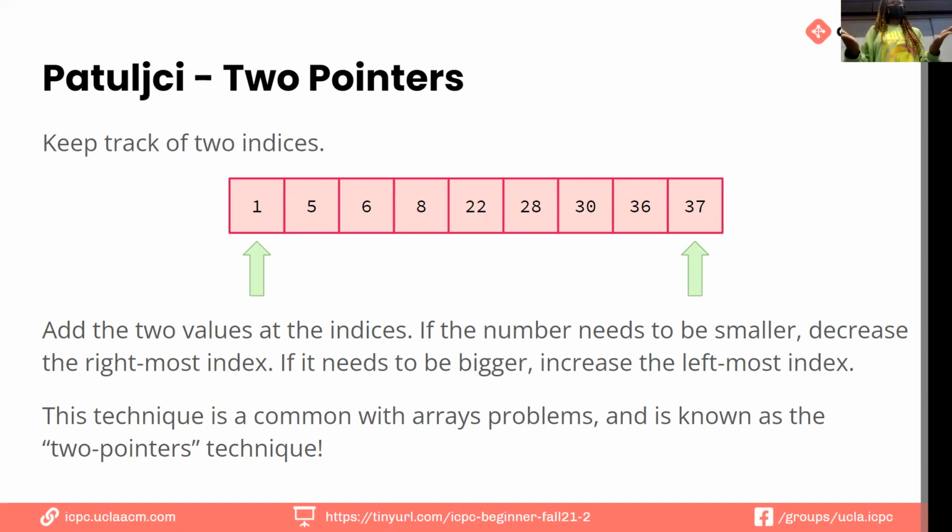This is overkill for this problem, but this technique is common with these problems, so I wanted to mention it: dealing with two indices, comparing them, and then doing something in regards to that. It's known as the two pointers technique, or sometimes sliding window. And yes, awesome. So thank you for sticking with me.